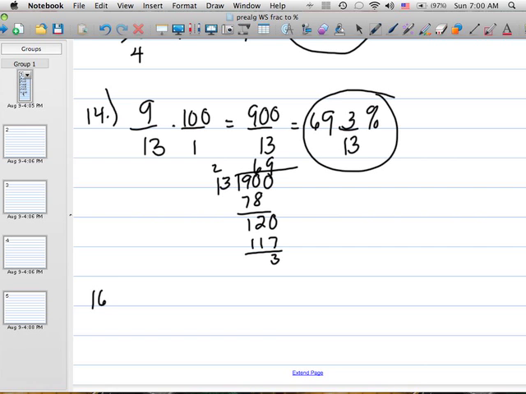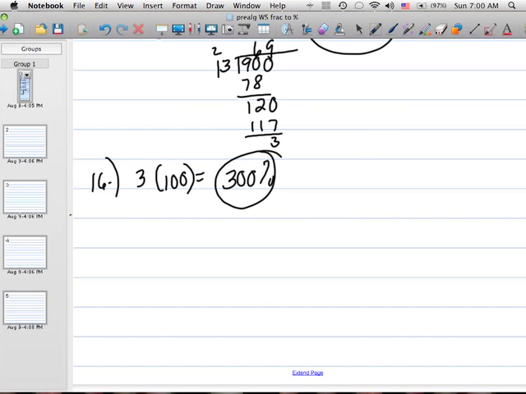Problem number 16. We have 3, times it by 100 to get it to the percent, and that's 300%. 18, we have 1/2, times it by 100. 1/2 is equal to 50%.